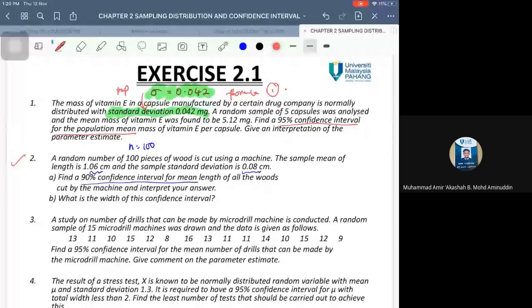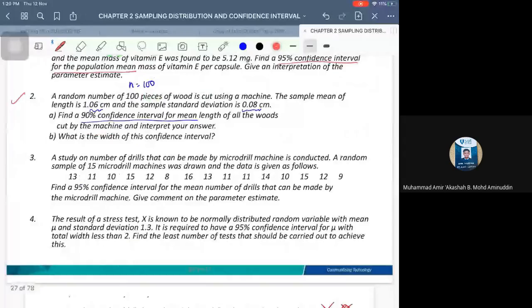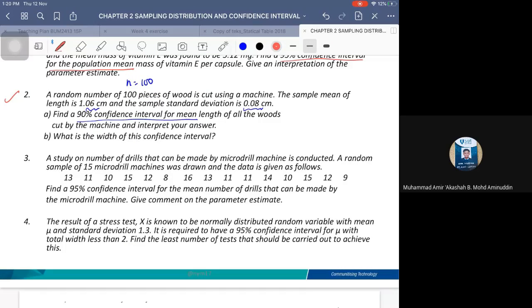Okay, and what about number 3 then? It says over here, a study on the number of drills that can be made by a micro drill machine is conducted. A random sample of 15 micro drill machines. So our sample is 15. We have to find the 95% confidence interval for the mean. Which formula would you use for this case? Number 2? Are you sure about that? Three, small. Okay, that's right. This is going to be formula number 3, because our sample size is small. It's less than 30. So we're going to use formula number 3.